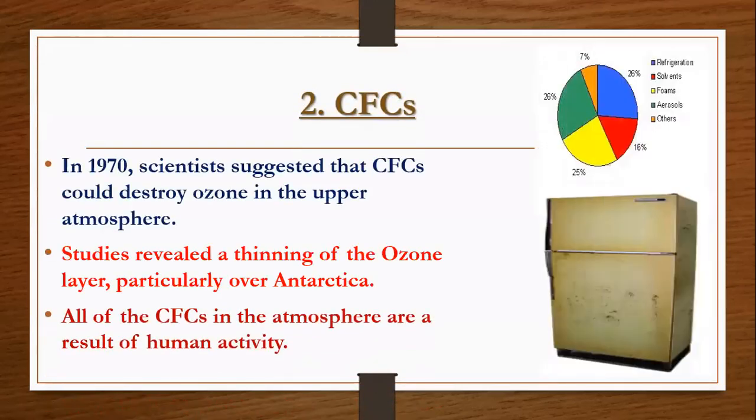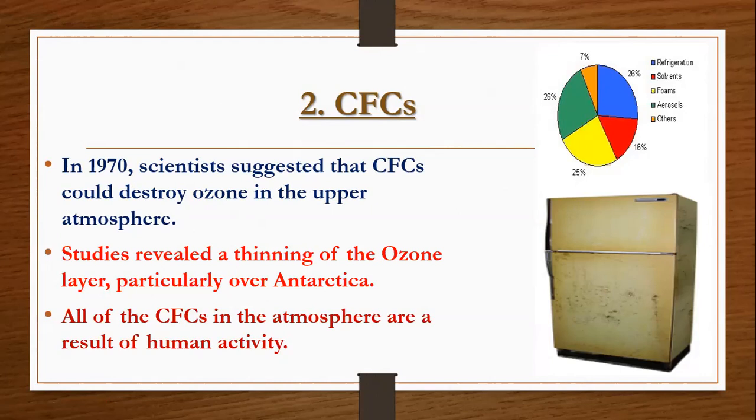Chlorofluorocarbons, as I mentioned before in the activity, are compounds humans use in many materials, such as old refrigerators, old ACs, aerosols, pesticides, solvents, coolers, air fresheners. All of these are made up of these compounds, CFCs, chlorofluorocarbons. In 1970, scientists suggested that CFCs could destroy the ozone layer in our atmosphere, and we know what the effects are when this layer is affected: depletion and thinning.